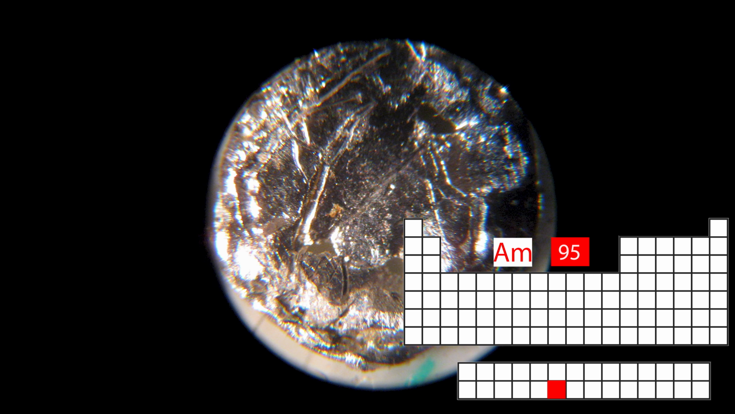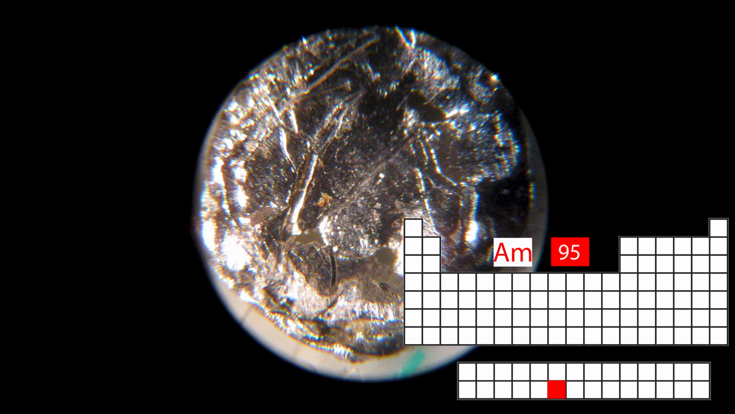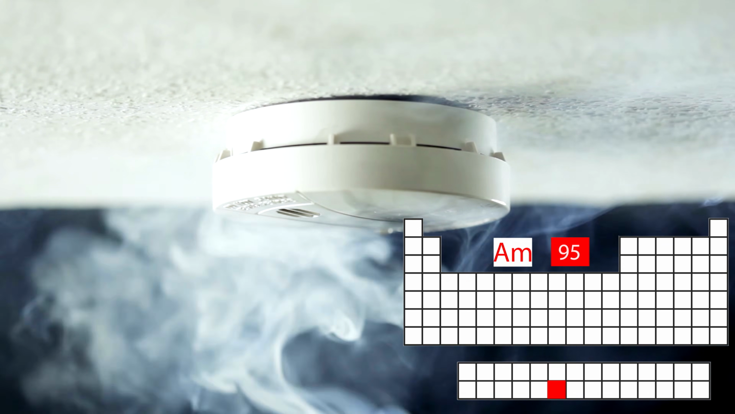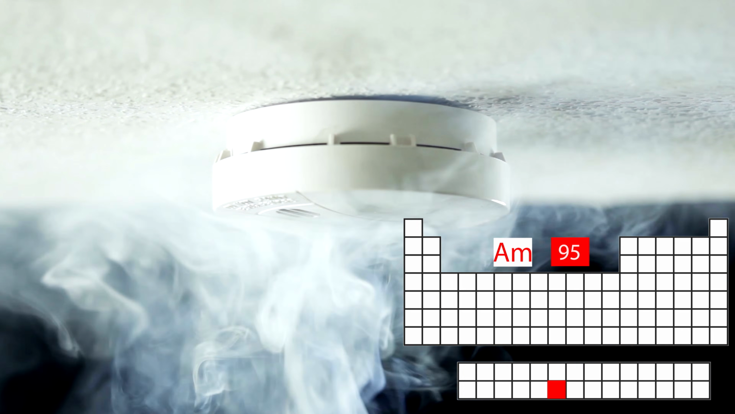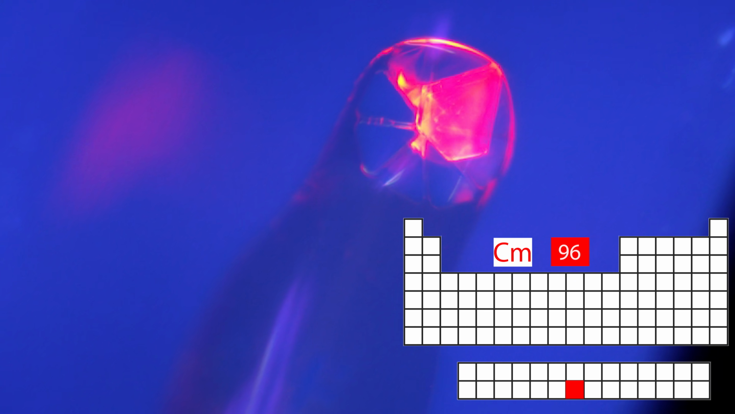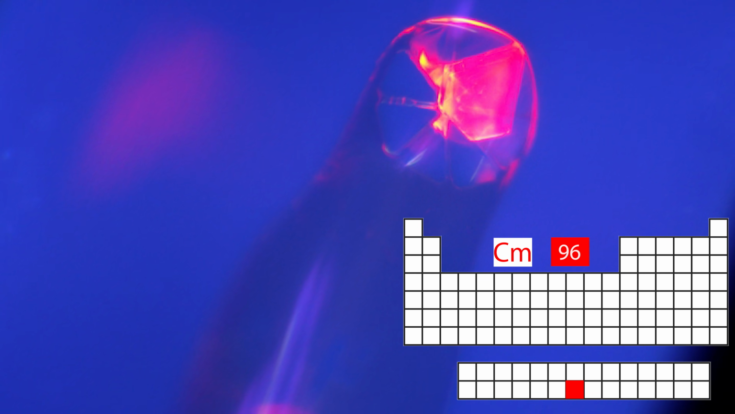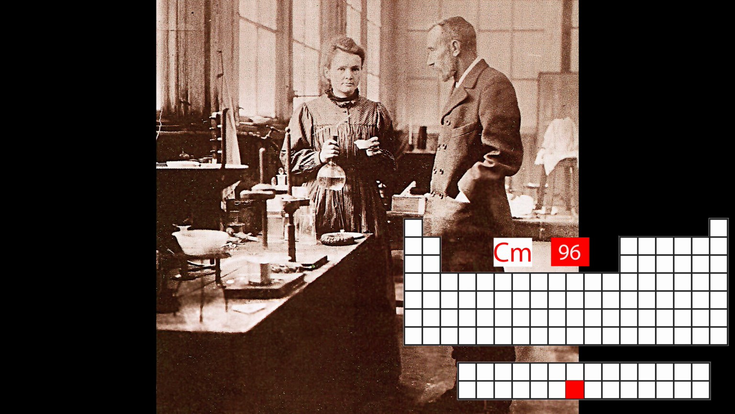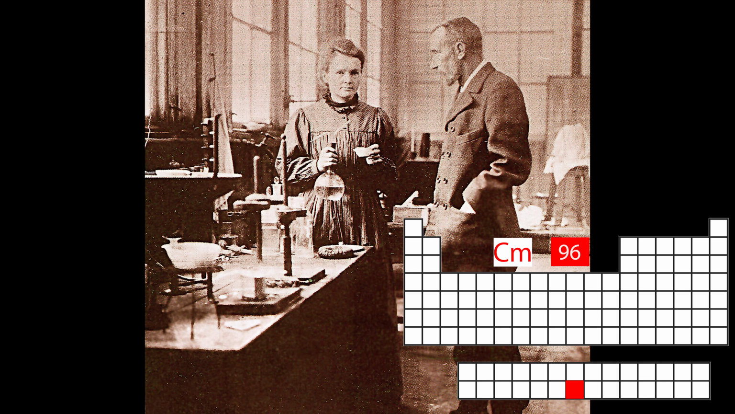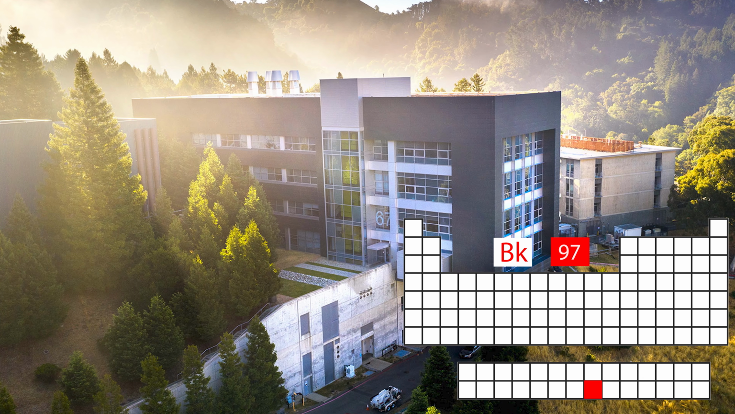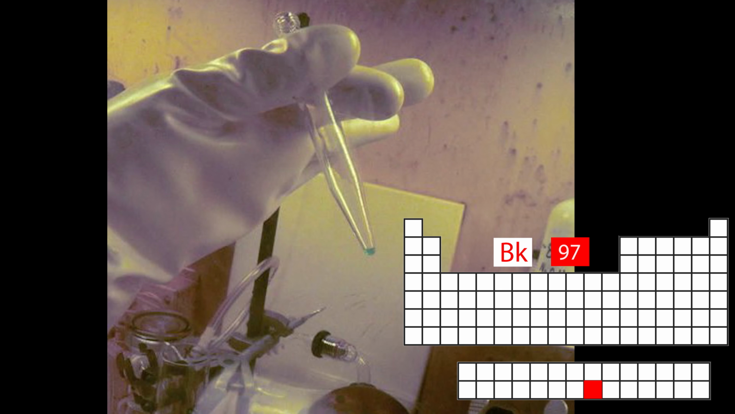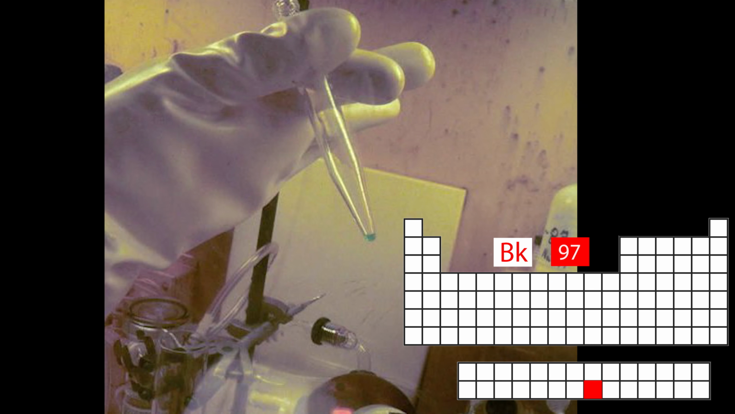Element 95 is called americium. Fun fact, it's used in smoke detectors, and every home with a smoke detector contains about 0.29 micrograms of an isotope of this element. Element 96 is called curium, and of course it's named after Marie and Pierre Curie. Here's a fun fact, it's so radioactive that it glows with an eerie blue-violet color in the dark. Element 97 is called berkelium, created at the University of California at Berkeley. Fun fact, only a few grams of this element have ever been produced. Element 98 is called californium.